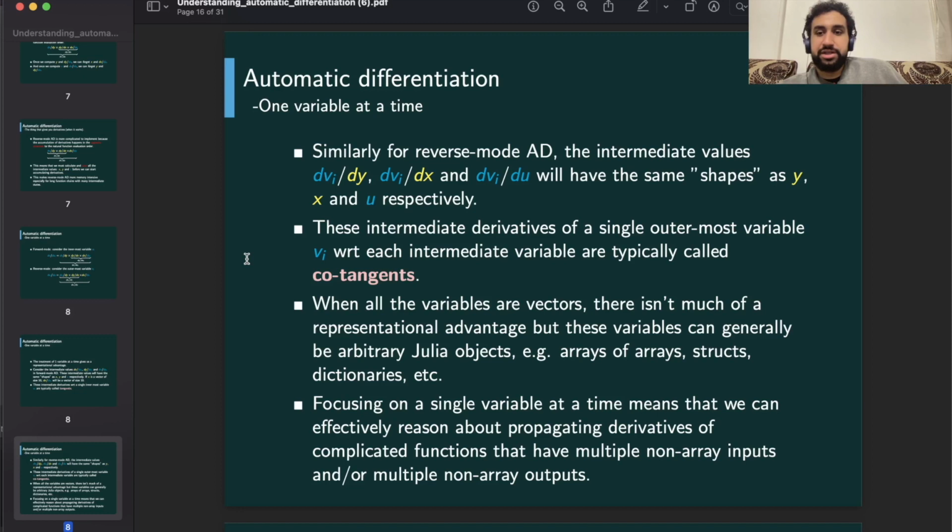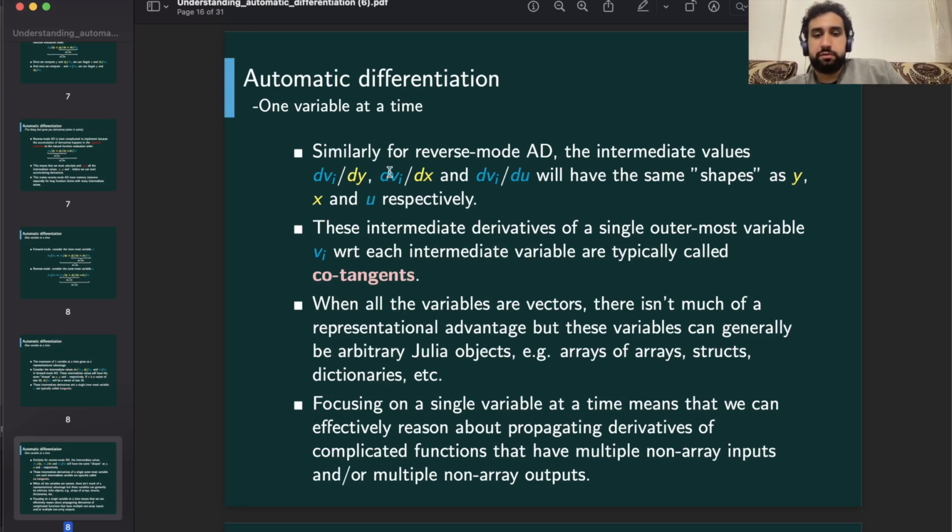And that's again just considering a single outermost variable vi. Now, when all these variables v, x, u, y, etc., are just simple vectors or 1D arrays, there isn't really much of a representational advantage because you can easily expand it to become a matrix, right? You can easily write dv by dy as a matrix, and that's actually what we started with.